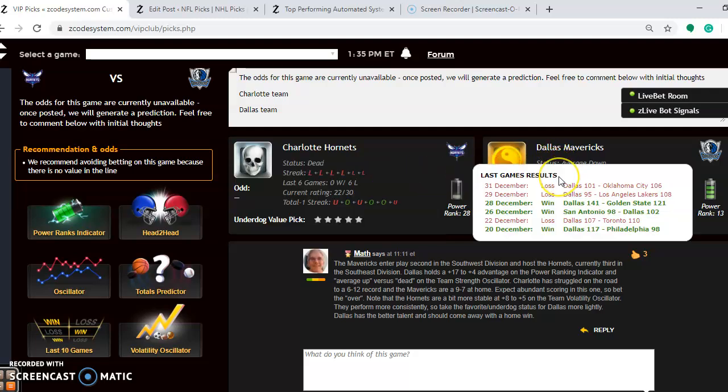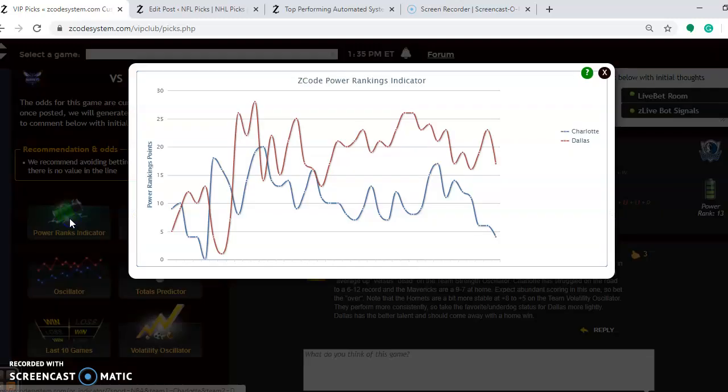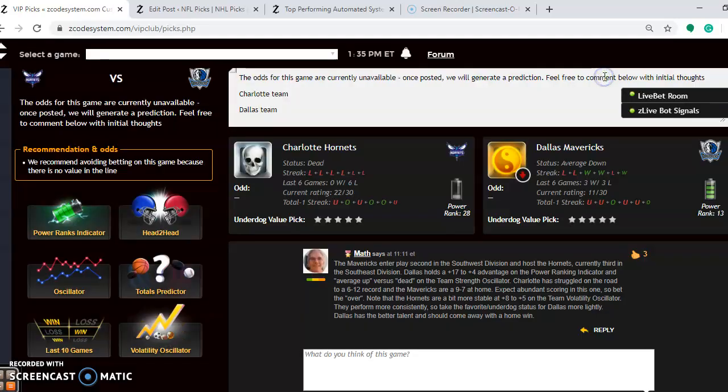Dallas is averaged down. They have lost their last two, but they have won three out of their last six. If you look at the power ranking indicator, you can see the swift downward trend for Charlotte. They were at plus 14 just a couple weeks ago, and they are down to plus 4. Dallas has dropped from plus 23 to plus 17, but they still have a significant advantage.